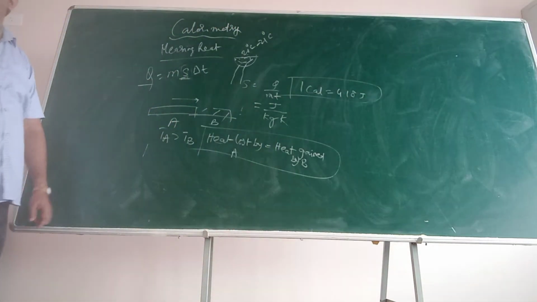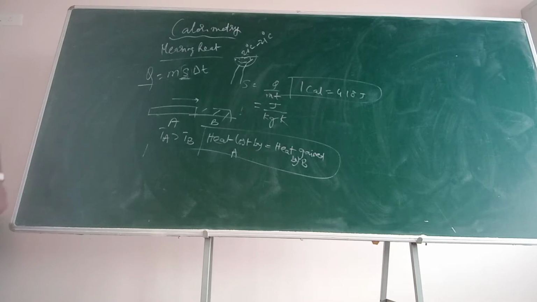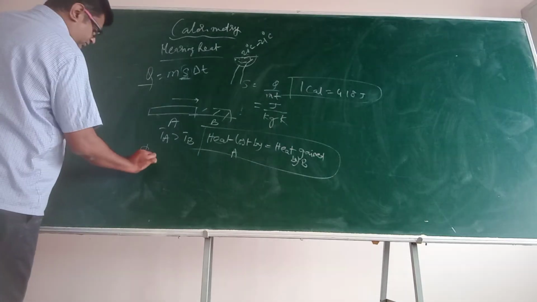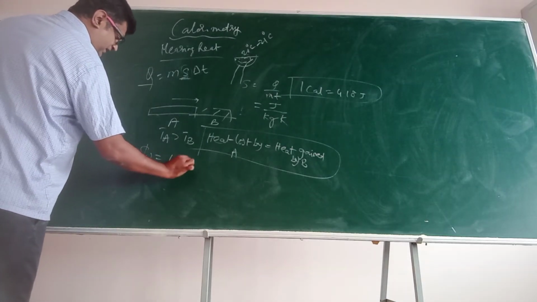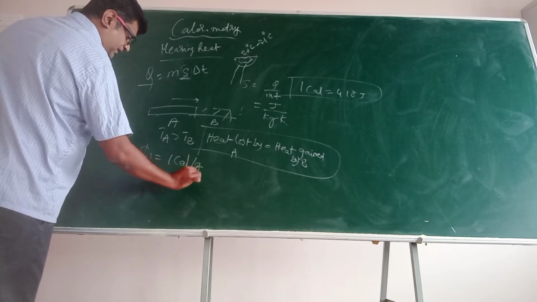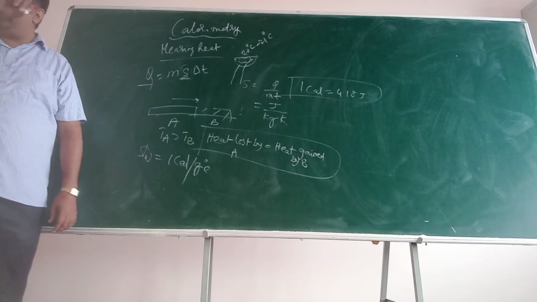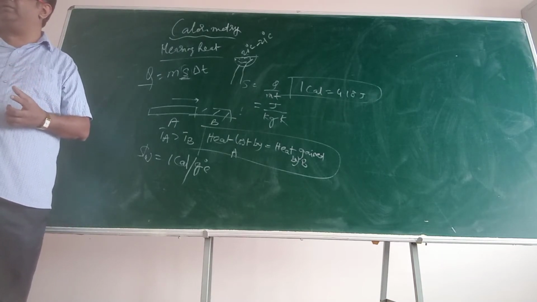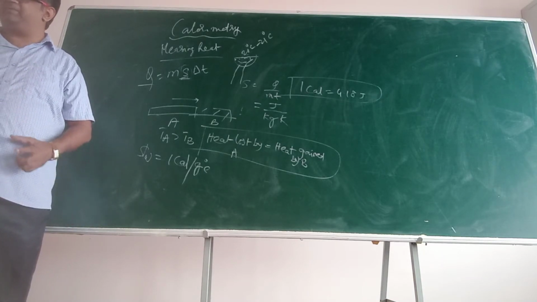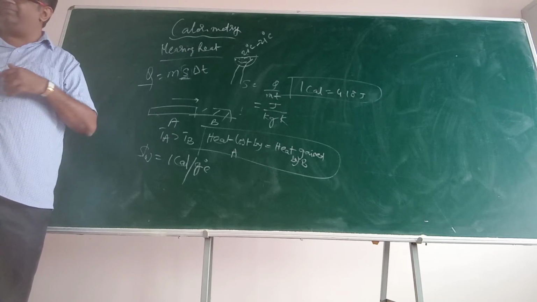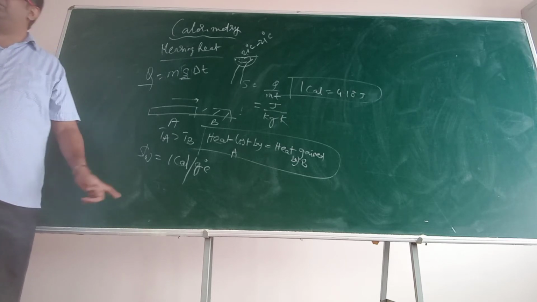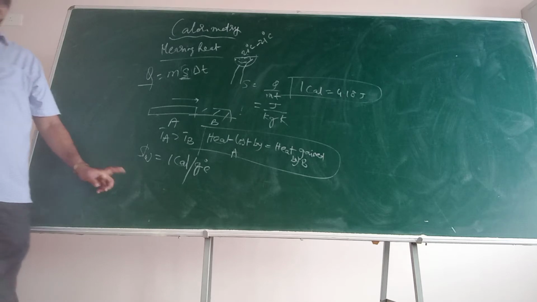Specific heat of water, if you take, S_W is equal to 1 calorie per gram per degree Celsius. That means if you take 1 gram of water and want to raise its temperature by 1 degree Celsius, how much heat energy has to be supplied? 1 calorie. How many understood?